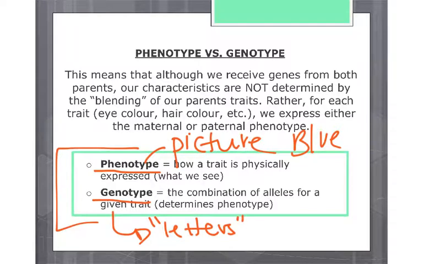So if I stick with the blue, I would describe the phenotype of a person with blue eyes with the actual word blue. But if I were to describe the genotype of an individual with blue eyes, I would represent that by two little b's. And I'm going from the information off the previous slide that determined that blue was a recessive eye color.